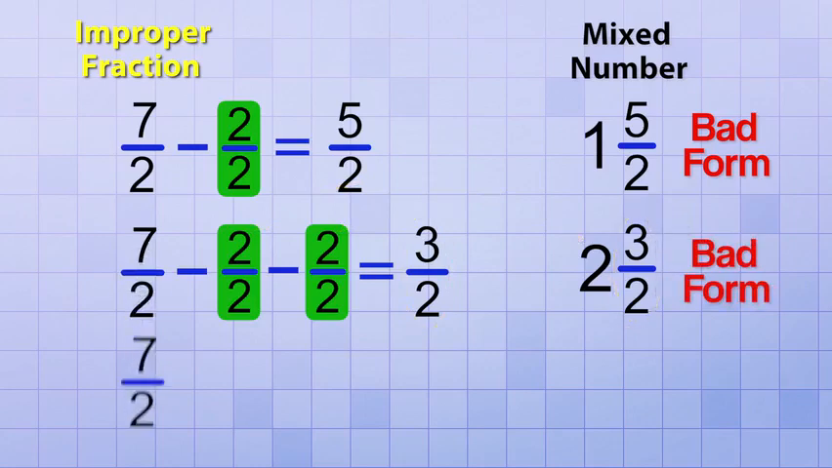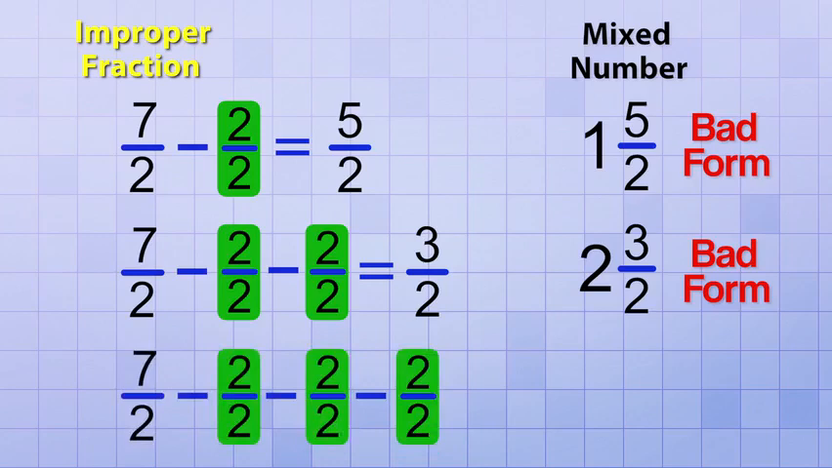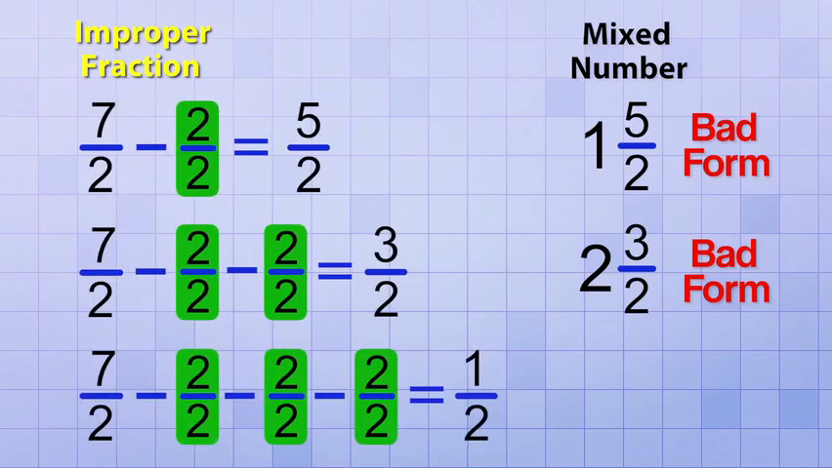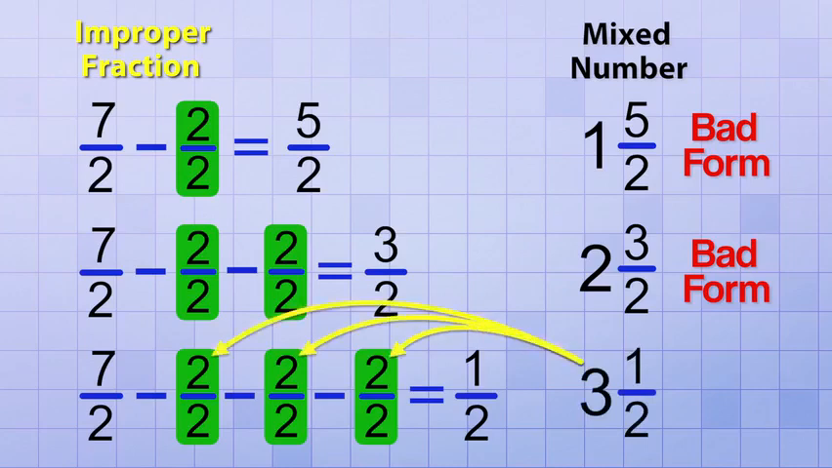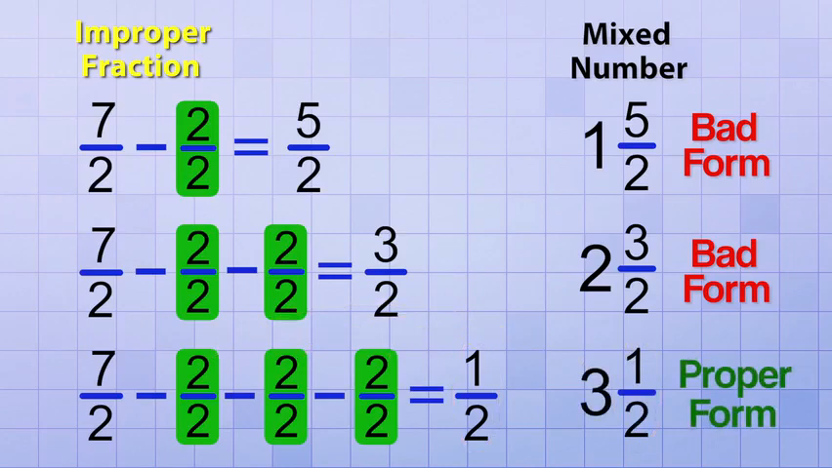So let's try again, subtracting 3 whole fractions this time. 7/2 minus 2/2 minus 2/2 minus 2/2 equals 1/2. That means we could write 7/2 as the mixed number 3 1/2, since we subtracted out 3 whole fractions and had 1/2 left over. And that's the proper mixed number form of 7/2 because it's a whole number and a proper fraction, so there's no more whole fractions that we could simplify out.